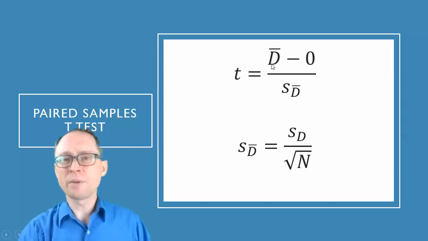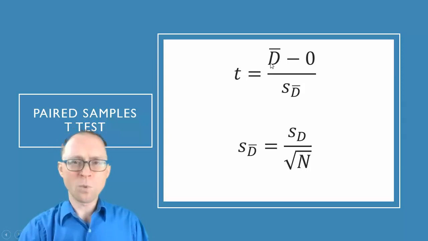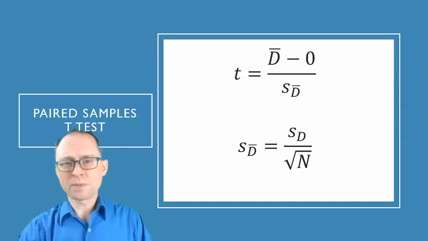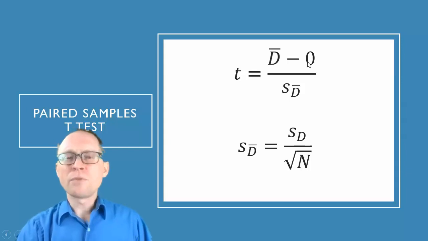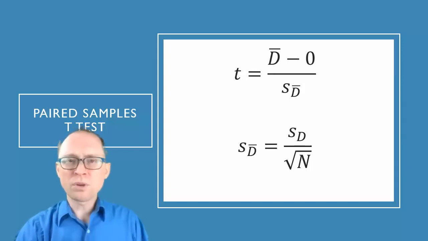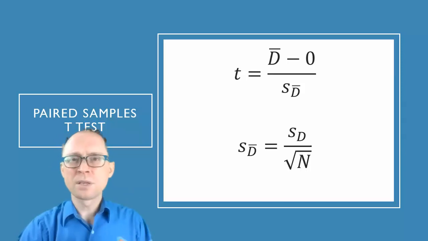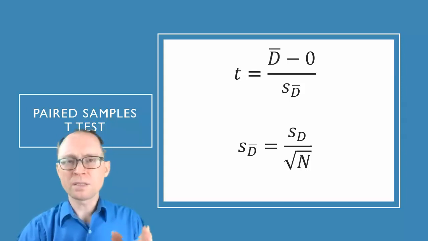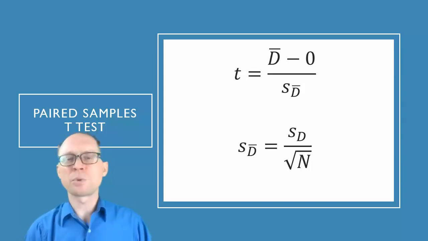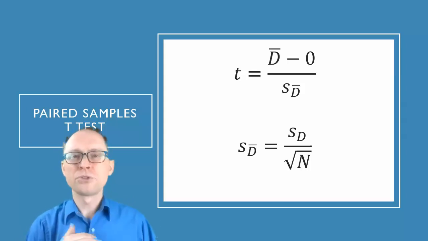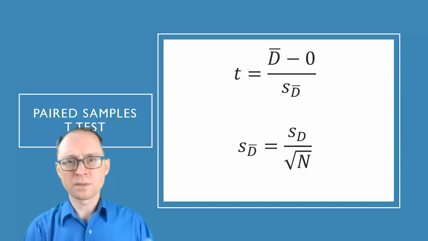Now, D bar, remember, this is the mean of the differences. So time 2 minus time 1, and then you add them all up and divide by n. Okay, that's the mean. Now, if you remember when we talked about z-scores and single sample t-tests, we were comparing our sample to the population. Really what's happening here is we're comparing what we have to the null hypothesis.